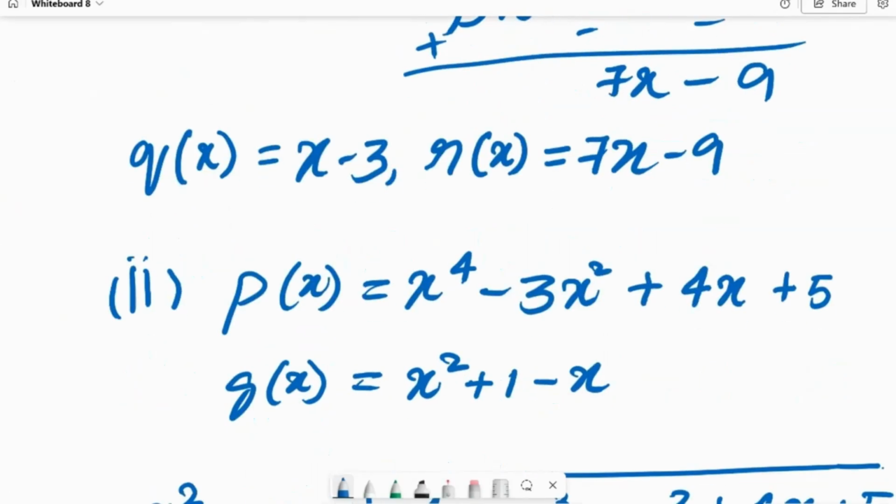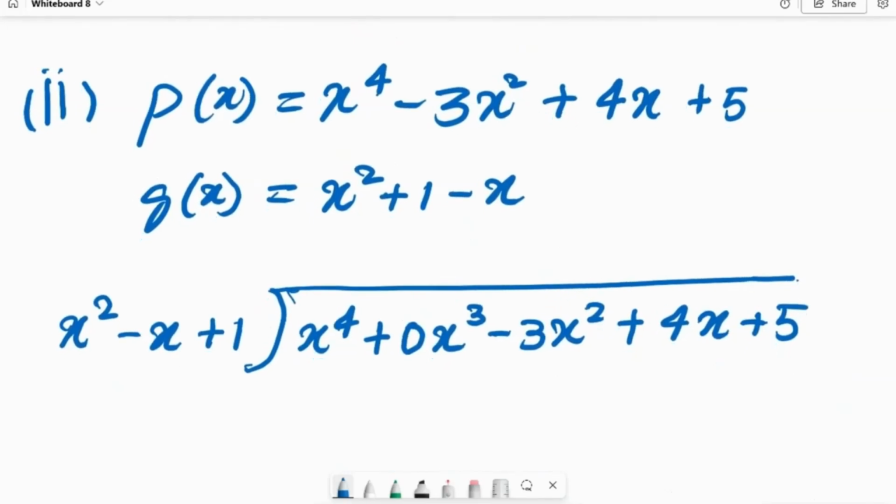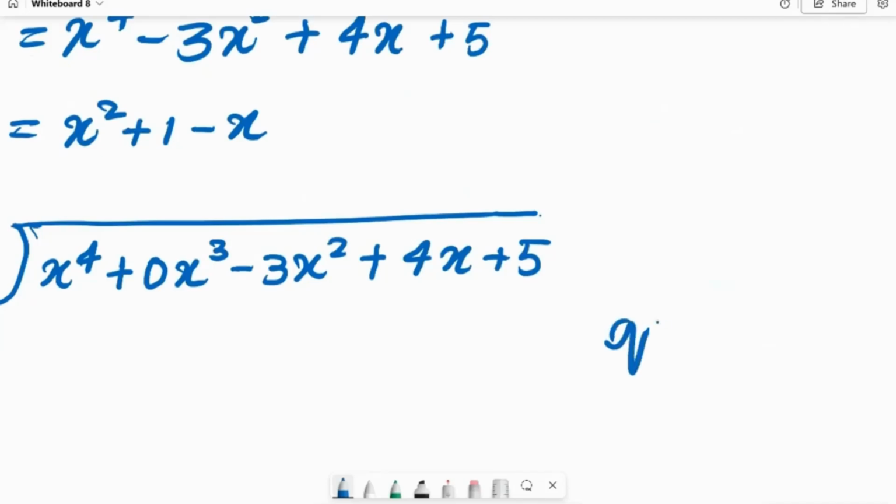Now let's see the second question. We have p of x equal to x power 4 minus 3x square plus 4x plus 5. G of x would be x square plus 1 minus x. Same, let's write q of x here. So what would that be?